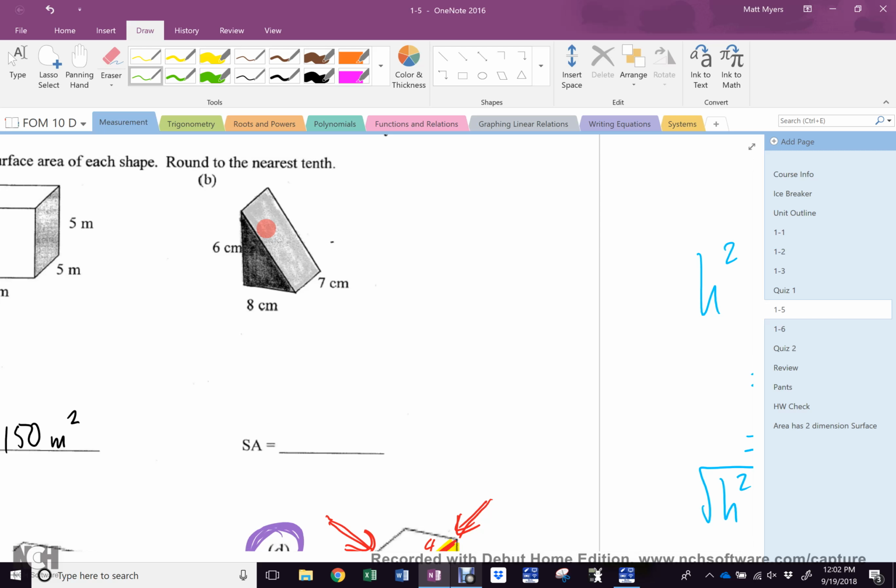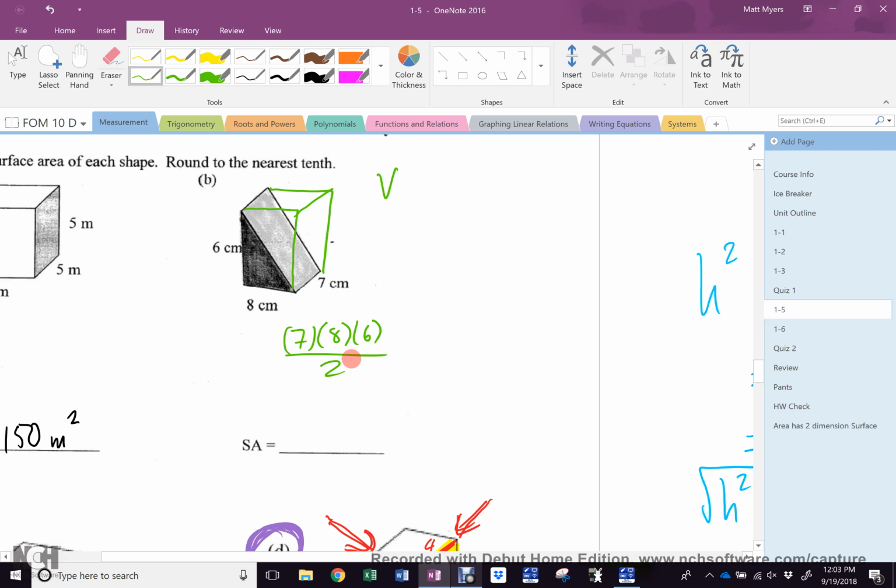Who has an idea for how to do B? I didn't ask you to do B, so everybody is on the same spot right now. What would you do to tell me the volume of B? Zach. Okay, so Zach says, hey, wait a minute. Isn't that this prism cut in half? Isn't it? And a prism is just length times width times height, correct? And then what would you do? Divide by 2 because that's half of it, right?